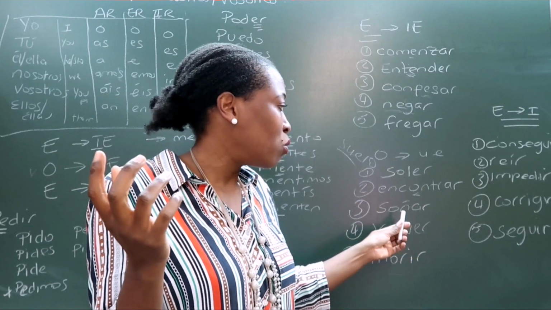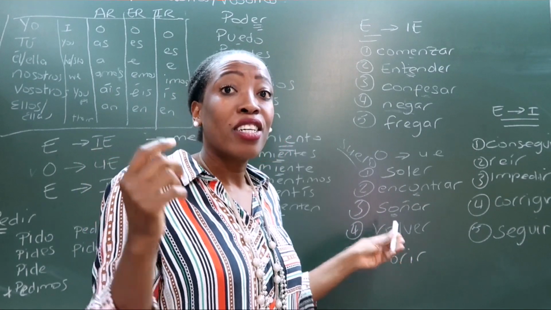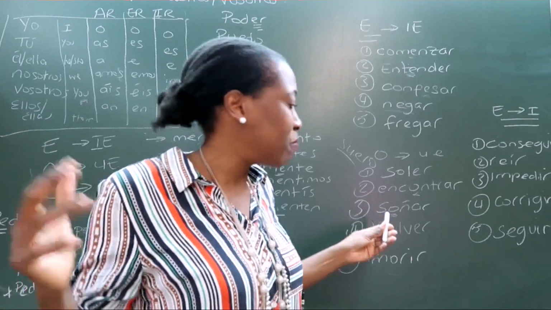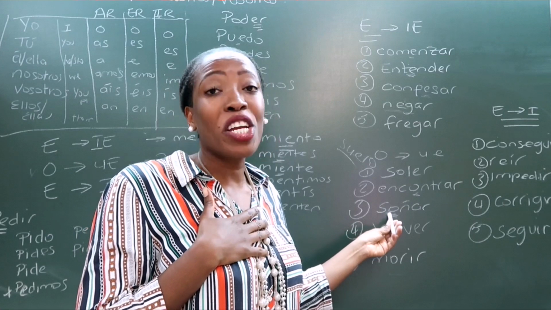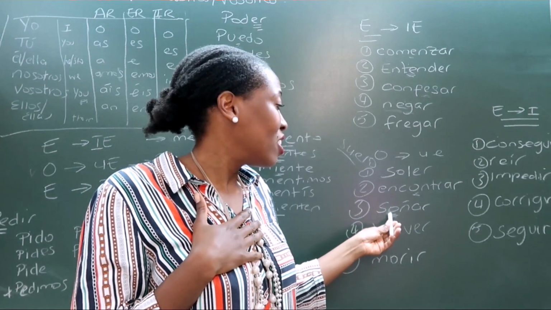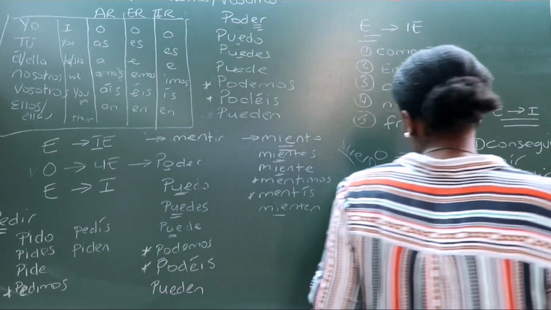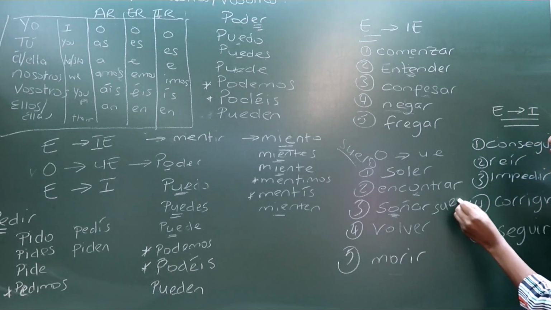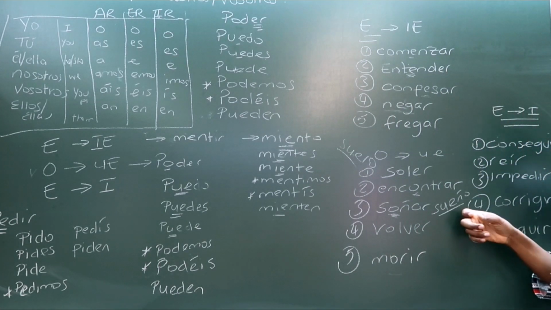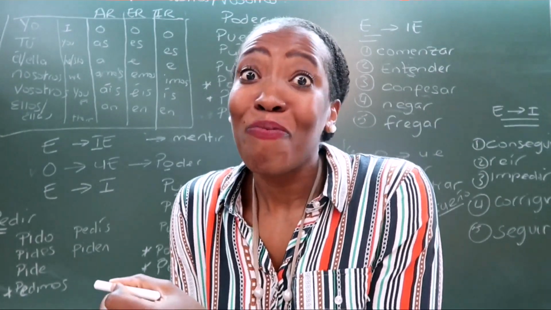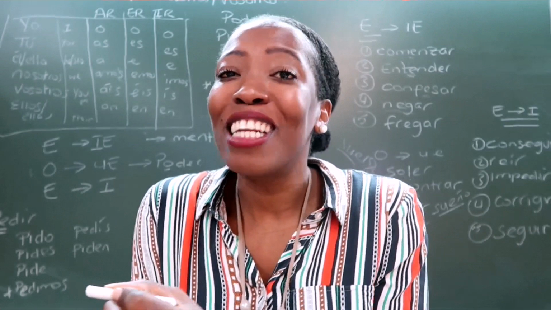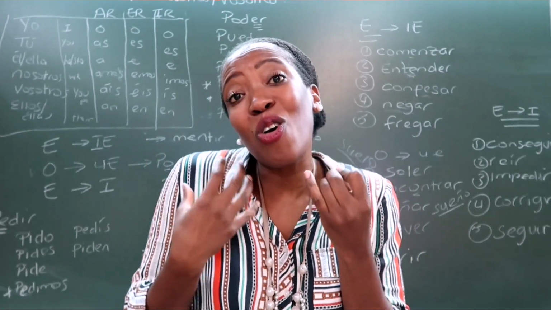The O-U-E. Soñar, to dream. Who doesn't like to dream? Sueño contigo. Okay? Sueño contigo. I dream about you. Sueño. See? Sueño contigo. I dream about you. And that's something I need to add in. We say to dream about someone. In Spanish, they say soñar con.